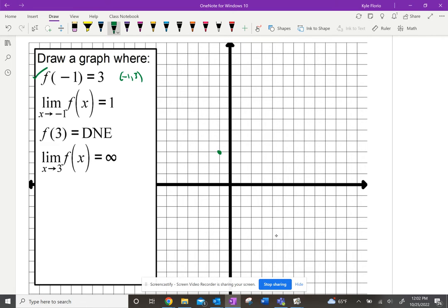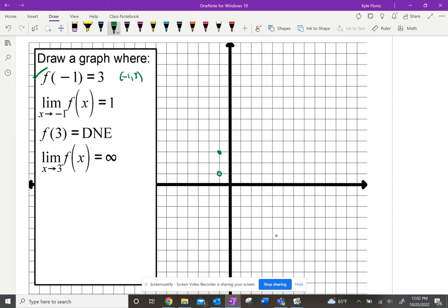Now I want the limit as x approaches -1 to be 1. What that means is, as I approach -1, which is right here, this is x equals -1, I want the height of the function to be approaching the value 1. Now I already have a value at -1, so I can't actually have a value here as well. That means there's going to have to be a hole here. But I'm going to approach it from the left and from the right.